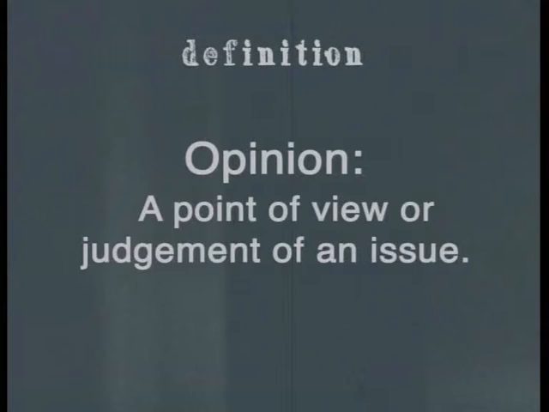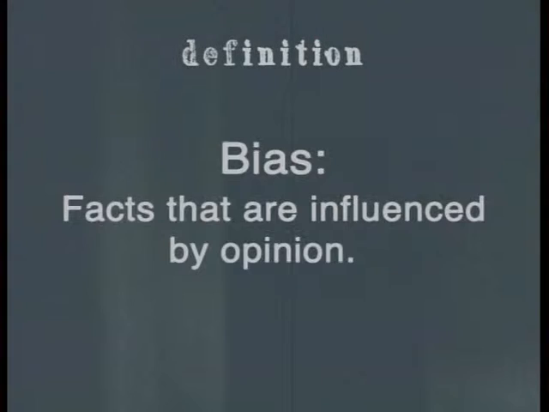Do you remember what an opinion is? An opinion is a point of view or a judgment of an issue. Sometimes it's not that easy to spot the difference between an opinion and a fact. The writer may choose to give more space to one side of the argument, or put the information that he or she agrees with first. When the portrayal of an event is distorted, we call it bias. What does bias mean? Bias refers to facts that are influenced by opinion.